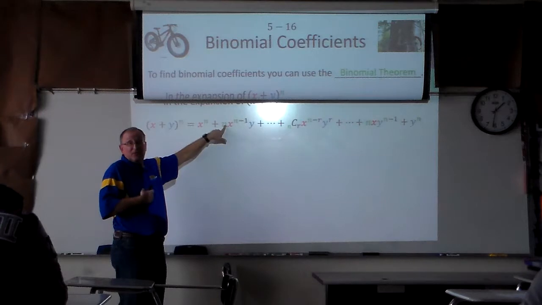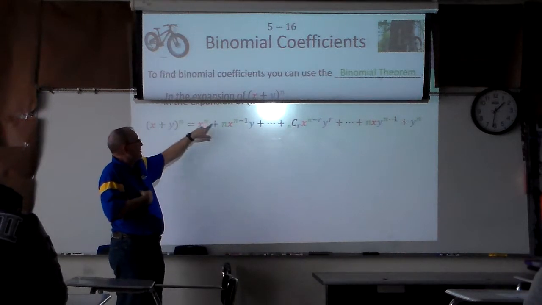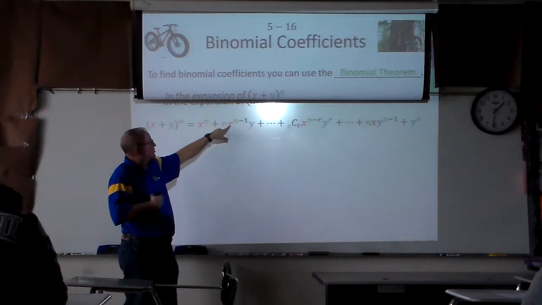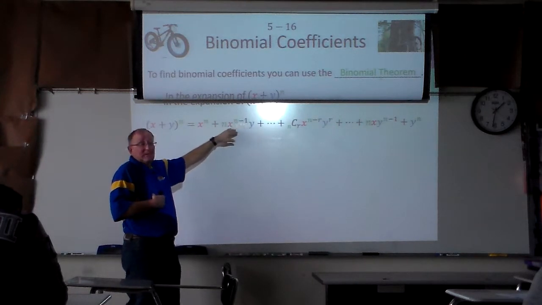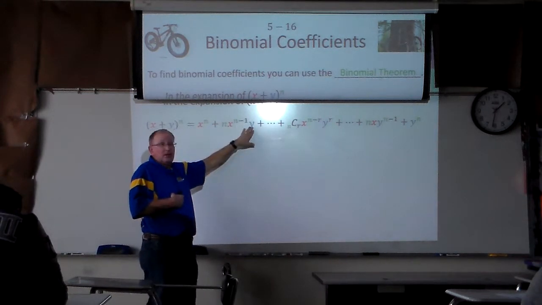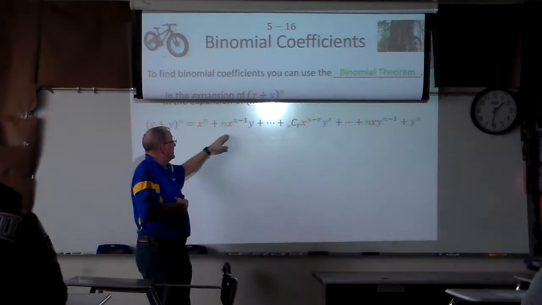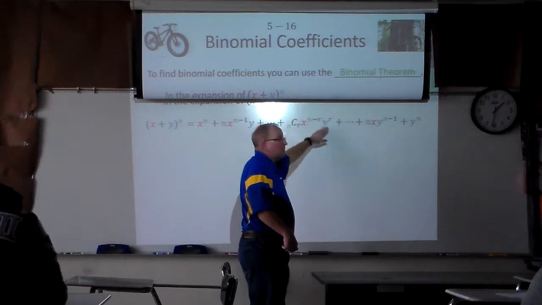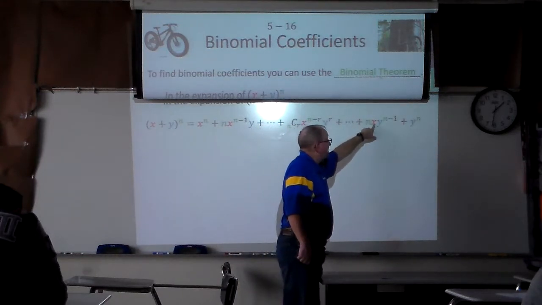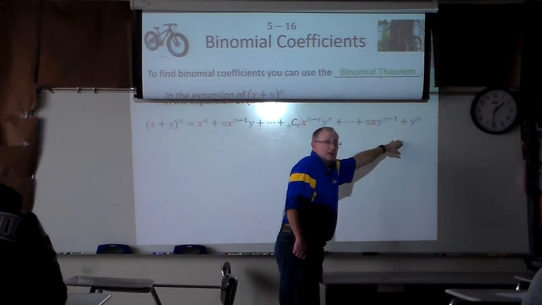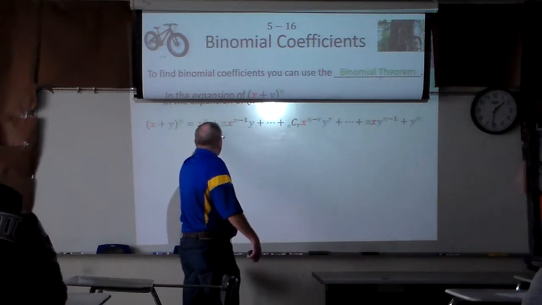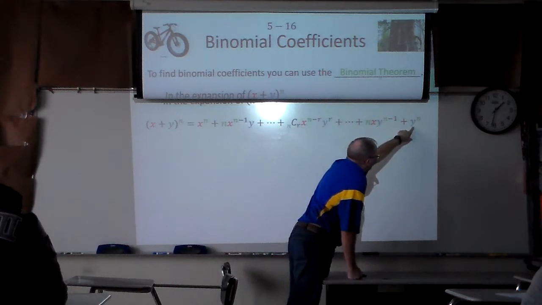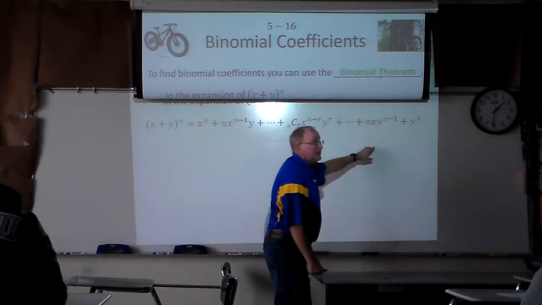Whatever the n is, the first term, or really the second term, is x to the n minus 1. This one had no y's, and this one has 1 y. Each x exponent is getting smaller and smaller. When you get to the next to last one, you have 1 x and then no x's. The y's start with none, then 1, and grow until you have all of them.